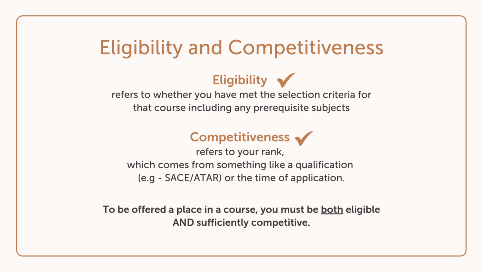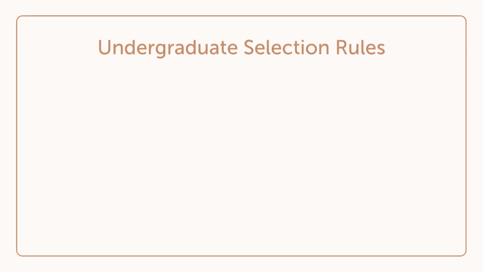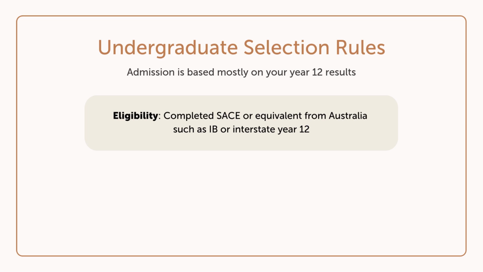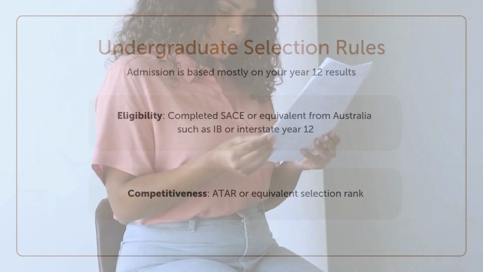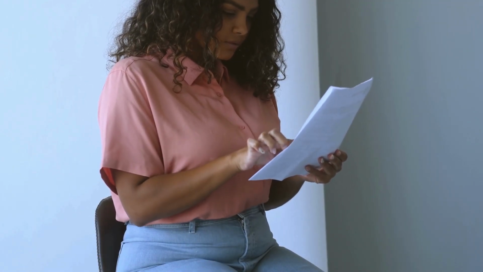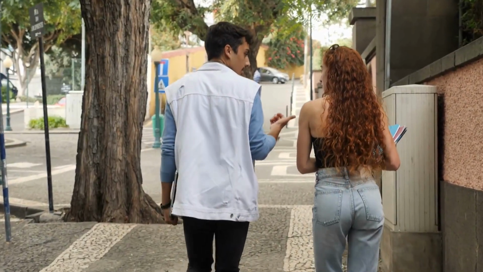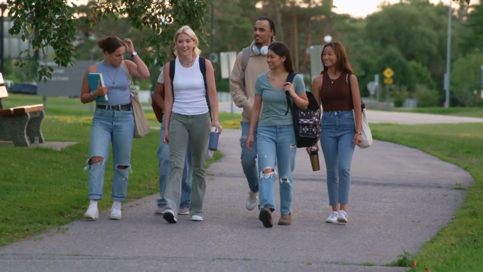Now that we understand that, let's look at how applicants are selected. In order to be eligible to use your Year 12 results for entry into university courses, you'll need a completed Year 12 qualification. Whether you're doing the SACE or the IB or the NTCET, it needs to be complete. Then you'll need a selection rank. This comes from your ATAR or your Year 12 selection rank. IB applicants would compete on their combined rank, and interstate Year 12s would have equivalent rules as SACE students.